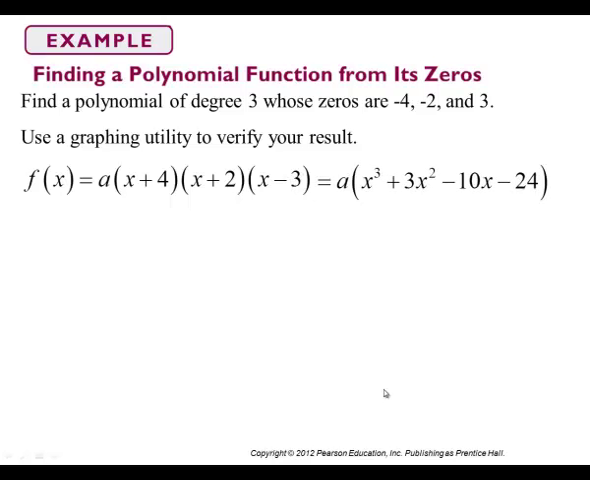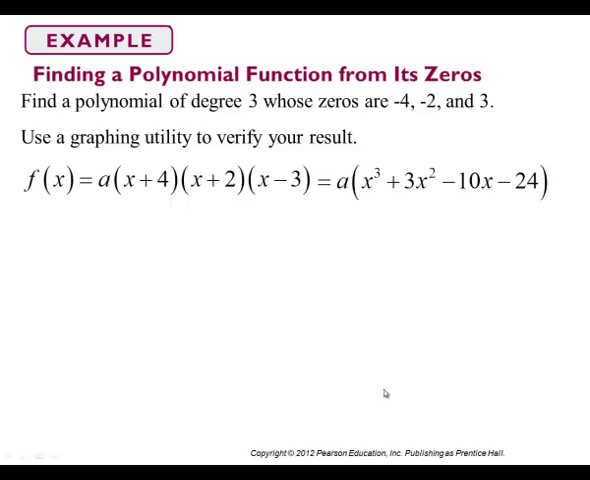Okay, so from there, we go ahead and FOIL that. First you FOIL these two, and then you FOIL it with that one. And we get x cubed plus 3x squared minus 10x minus 24. So in other words, this would be x times x is x squared. You got 2x and 4x, that's 6x, so that's x squared plus 6x plus 8. So you take that x squared plus 6x plus 8, and then you FOIL it with the x minus 3.